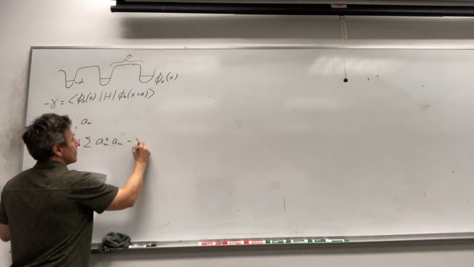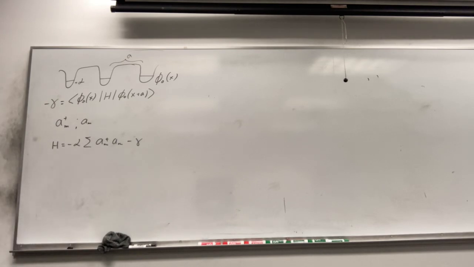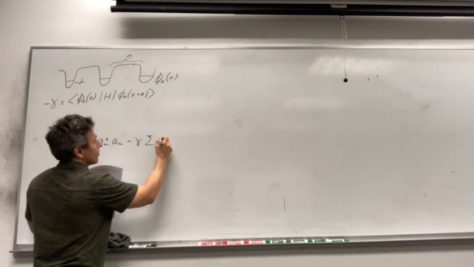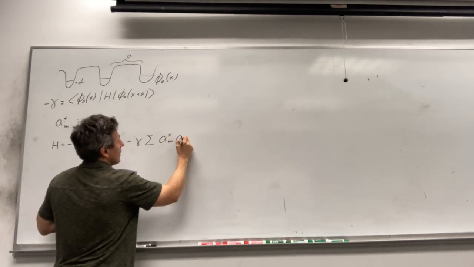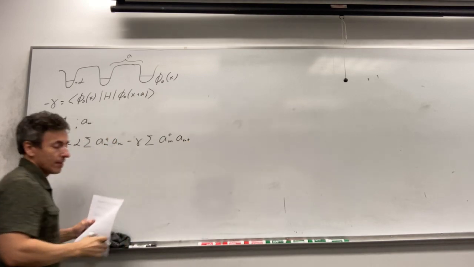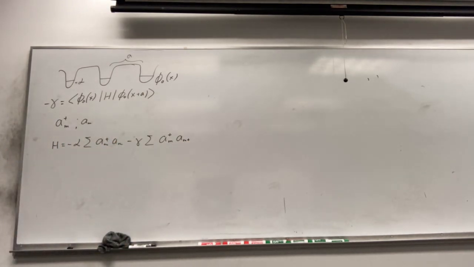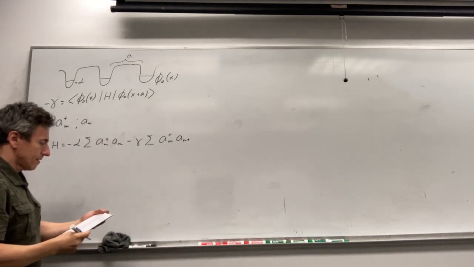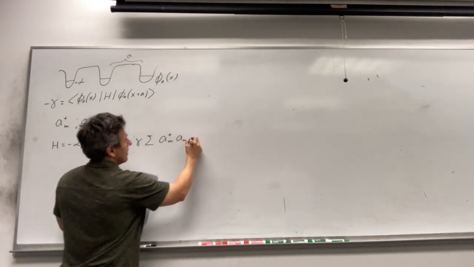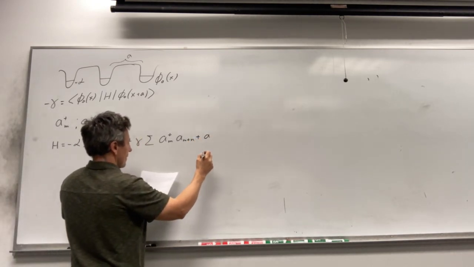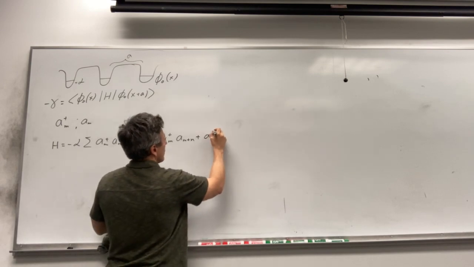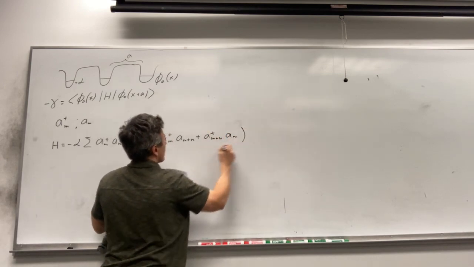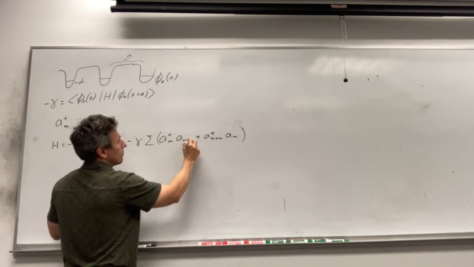Plus we need to add, in this case with minus gamma, the coupling with the nearest neighbor site. It will be of this form: a plus m, a m plus 1, plus the complex conjugated term, a plus m plus n, a m. N in this case is 1, so it will be plus or minus 1.